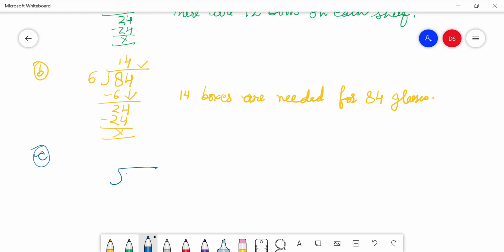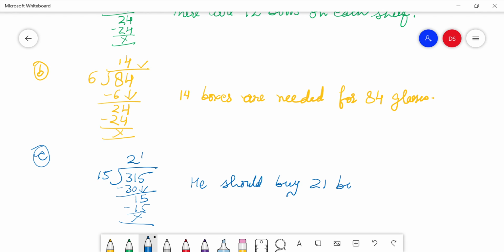We will divide 315 by 15. 15 twos are 30. Subtract 30 from 31. This is 1. Now we will take the next number. This is 5. Now it is 15. 15 ones are 15. We will write the answer in a statement. How many boxes should he buy? He should buy 21 boxes of lamps. There are 15 lamps in one box.